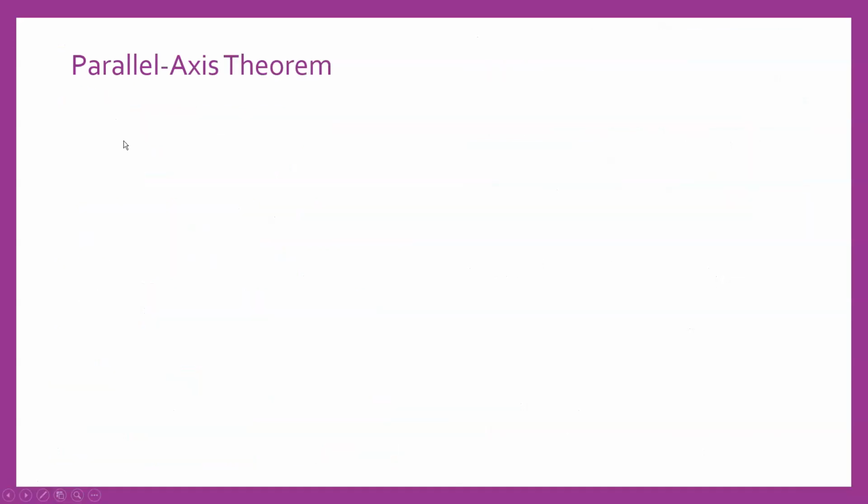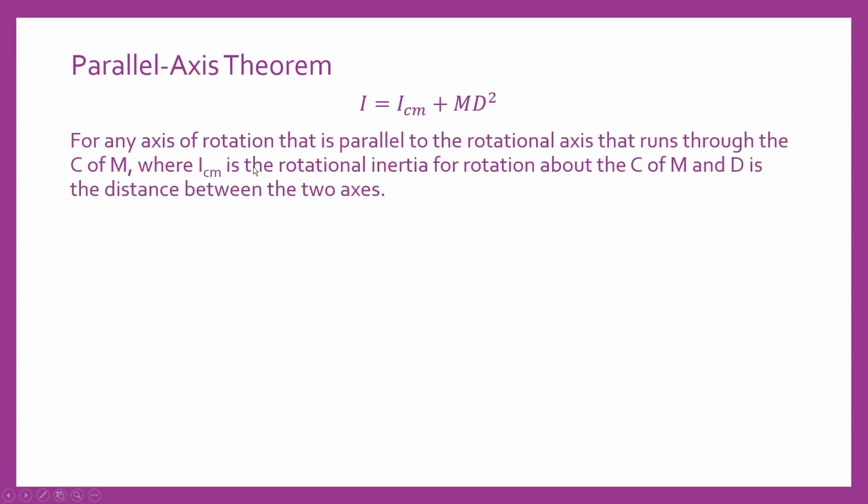The parallel axis theorem is very helpful in calculating the rotational motion for an object when it's not rotating around its center of mass. And what it tells us is for any axis of rotation that is parallel to the rotational axis that runs through the center of mass, where I sub cm is the rotational inertia about the center of mass, and d is the distance between the two axes, we can find out the new rotational inertia by using this theorem.